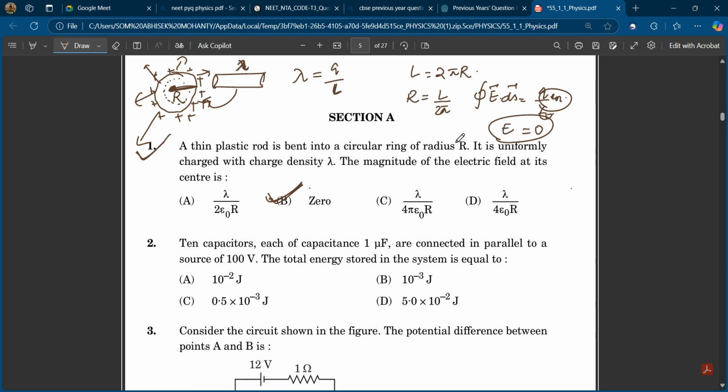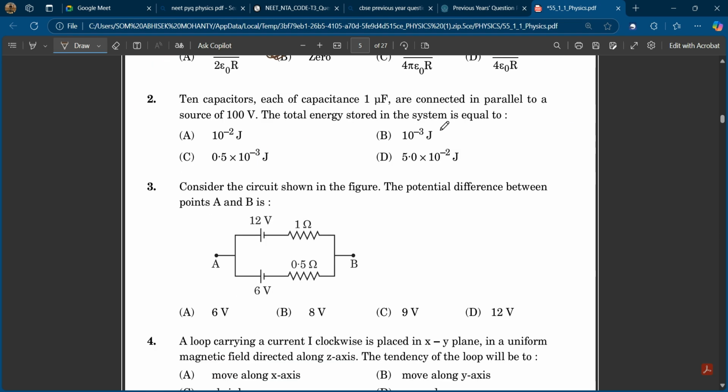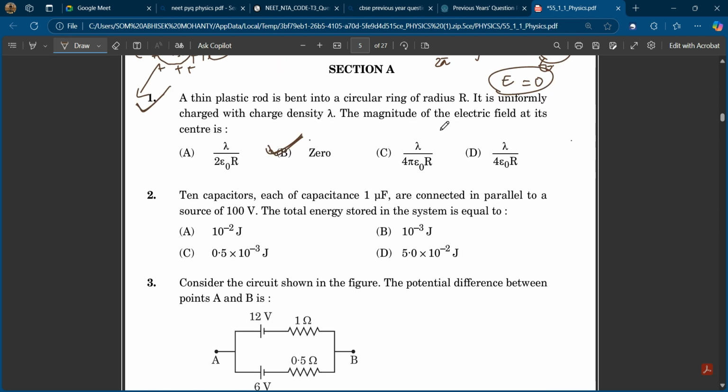All right, next question. 10 capacitors, each of capacitance 1 microfarad, are connected in parallel to a source of 100 volt. Total energy stored in the system. So, a very simple question again.